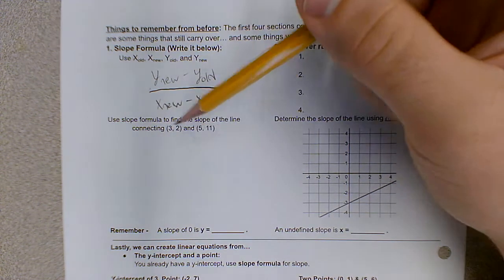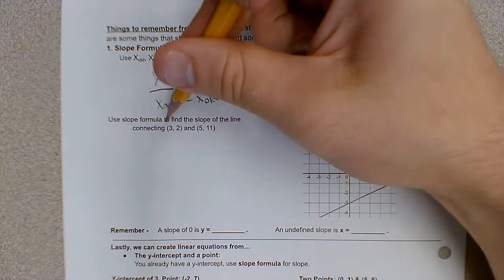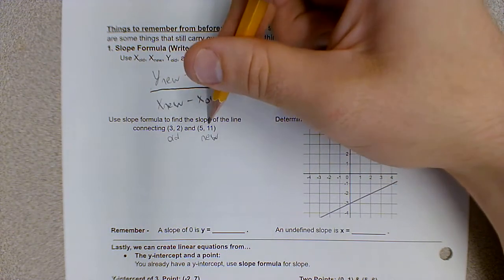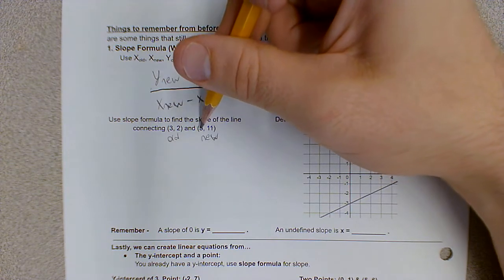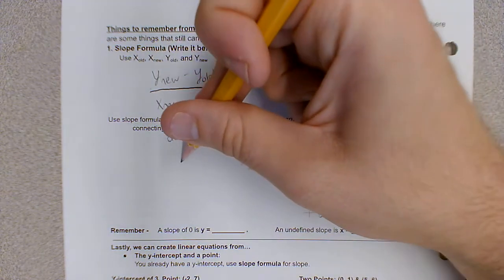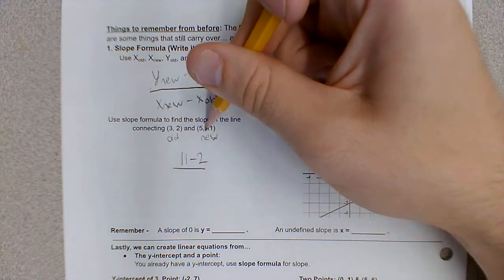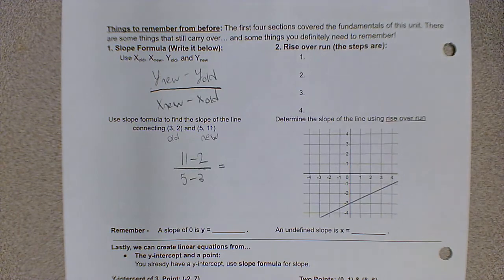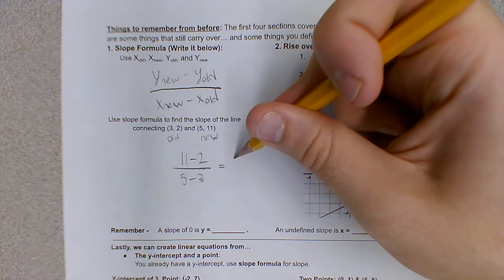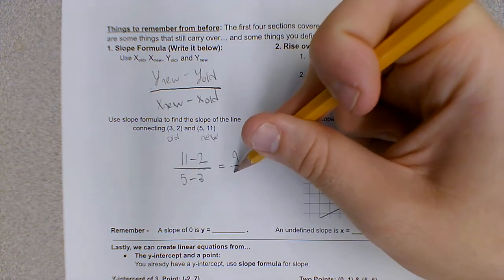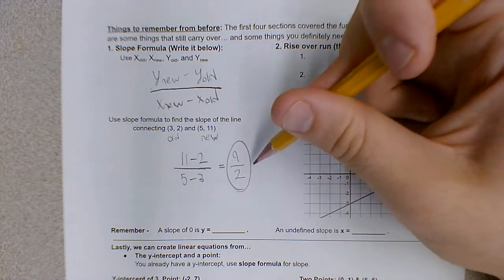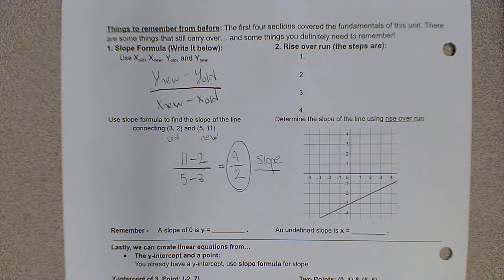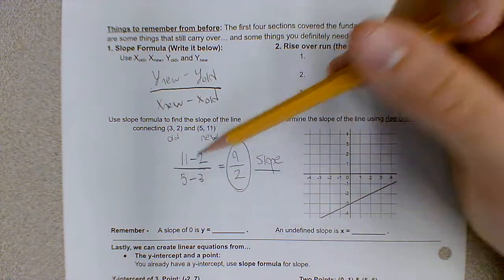And I can use this formula to calculate the slope here. The first thing I do is pick an old point and a new point. Then I'm going to do new y minus old y, new x minus old x. That'll be 11 minus 2 over 5 minus 3. So 11 minus 2 is 9. 5 minus 3 is going to be 2. This is my slope. 9 over 2. And it's that easy. New minus old, new minus old.